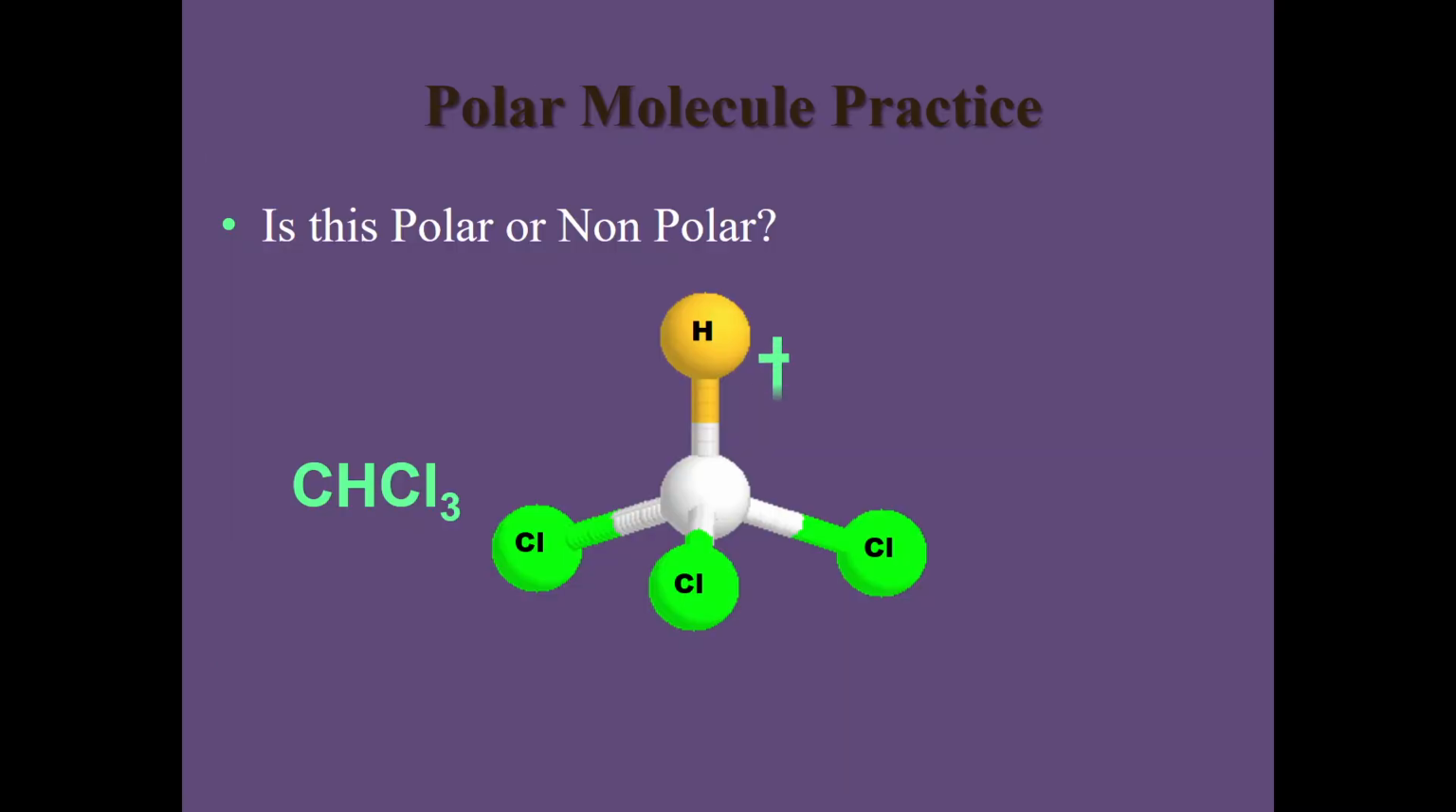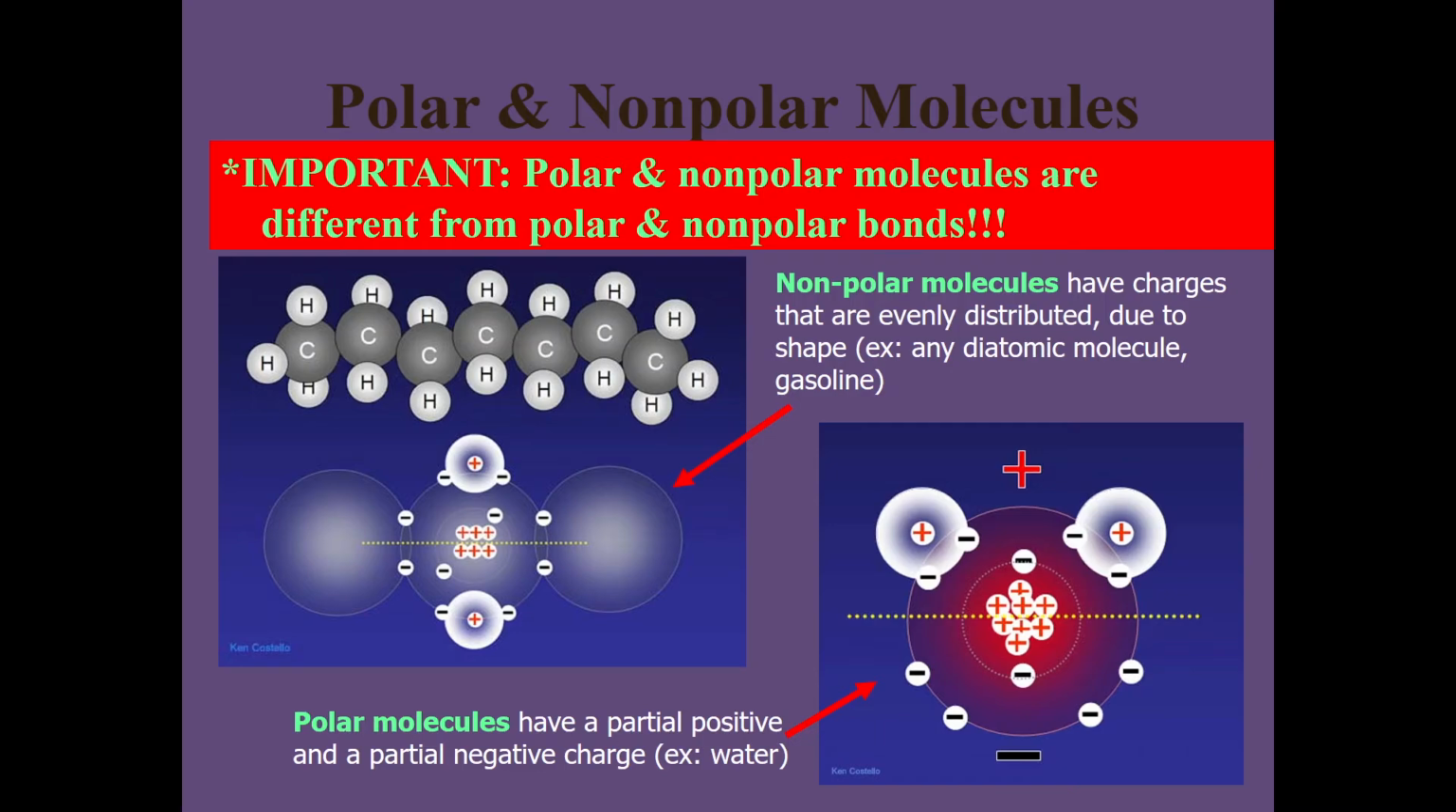So, lastly, here it is, showing you that the net dipole moment is down. Lastly, remember that polar and nonpolar molecules are different from polar and nonpolar bonds. Nonpolar molecules have charges that are evenly distributed due to shape. Polar molecules have partial positive and partial negative charges, and their shape allows them to have different sides.